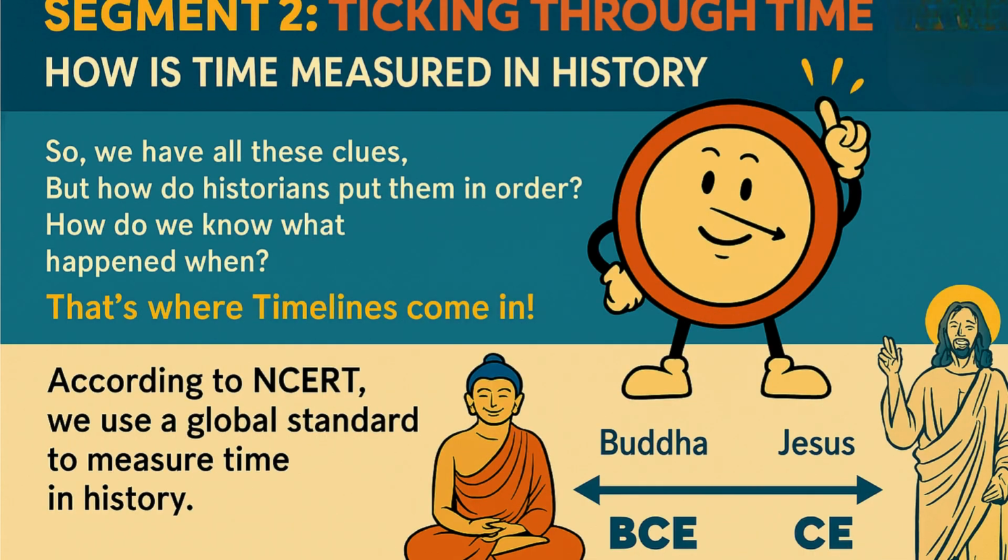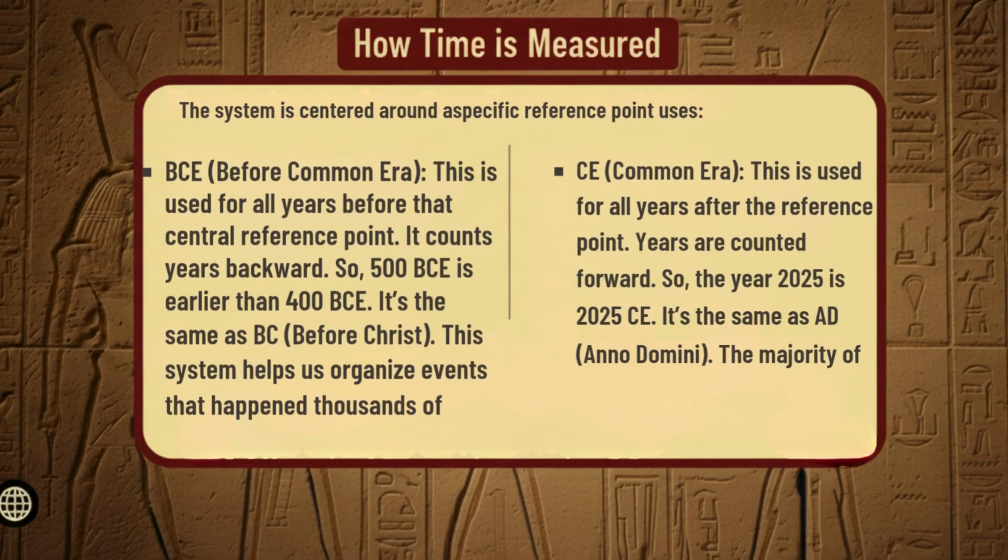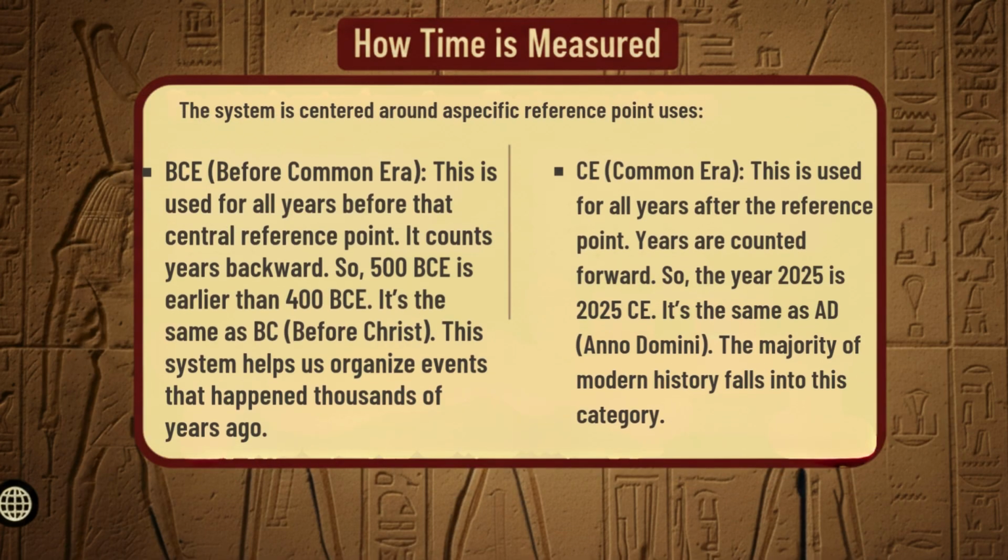Ticking through time. How is time measured in history? So, we have all these clues. But how do historians put them in order? How do we know what happened when? That's where timelines come in. According to NCERT, we use a global standard to measure time in history. The system is centered around a specific reference point and uses two primary terms. BCE.